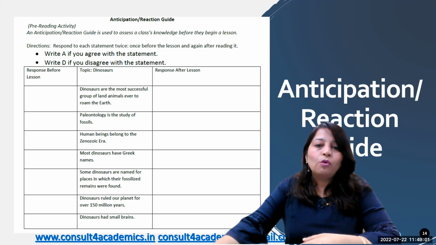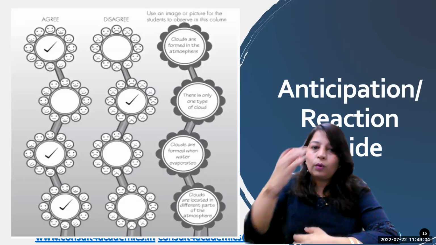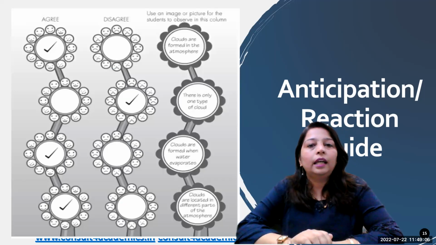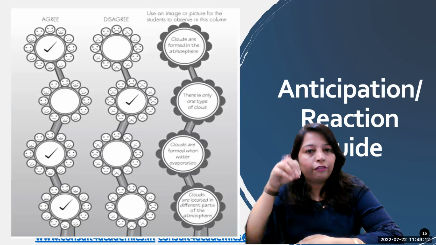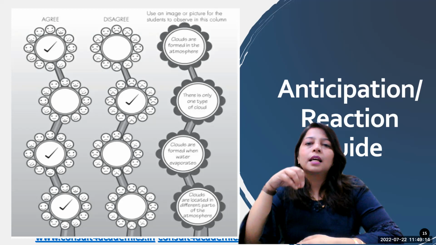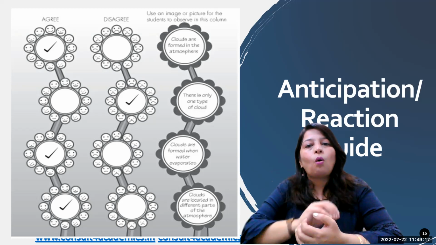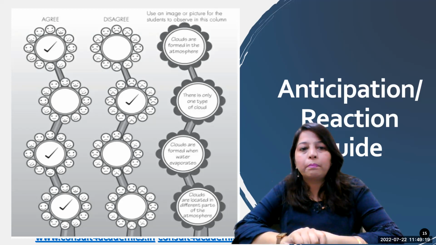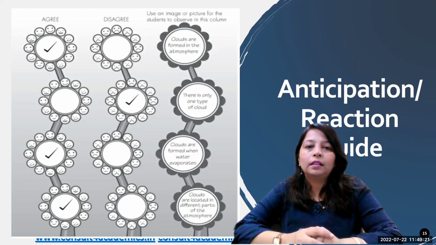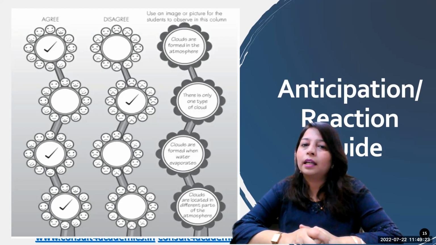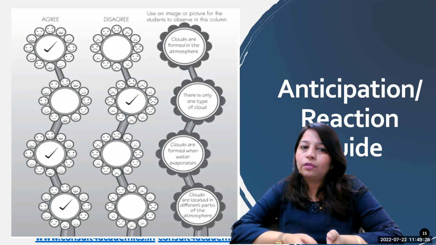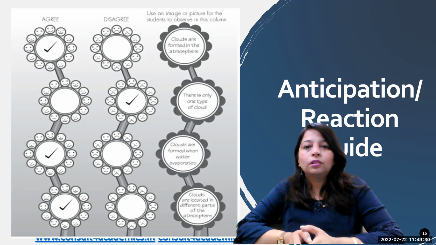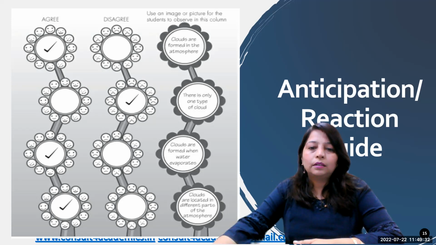So now, moving ahead, this is another one. See, agree and disagree. Here, you use an image or a picture for the students to observe in this column. Either we write a few statements, or we can just show some pictures, and we can ask the students whether they agree or disagree with those statements, and they have to give the reason as well. If they agree, they have to state the reason. If they disagree, they also have to give the reason for that.